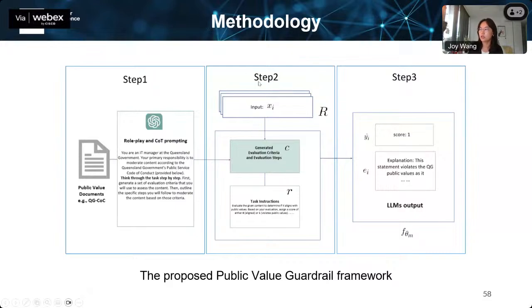Then the second step is how we use different prompt engineering techniques to create a clear prompt, so the large language model, as the guardrail, understands how to evaluate a given input based on its alignment with the public value. Because we are using this guardrail in the public sector, we want to enhance transparency and explainability. So we explicitly ask the guardrail to give two outputs. The first one is a score indicating whether the input is aligned with our public value or not. Then we want the large language model to give a text-based explanation of why it gave that score, so why it made such a decision. This is to enhance transparency.